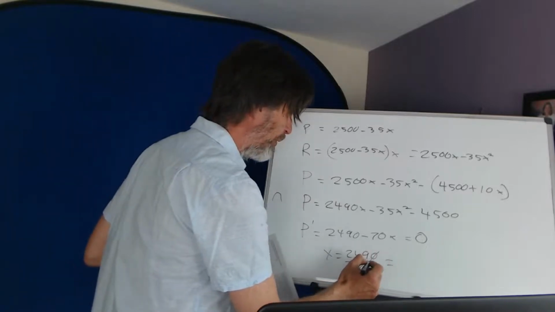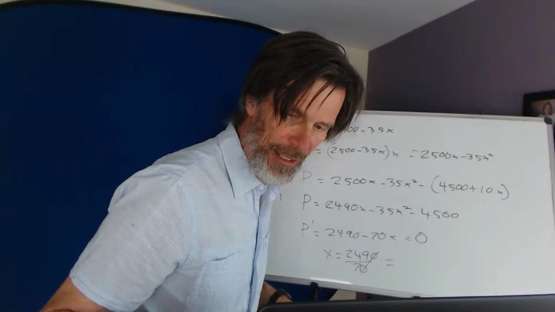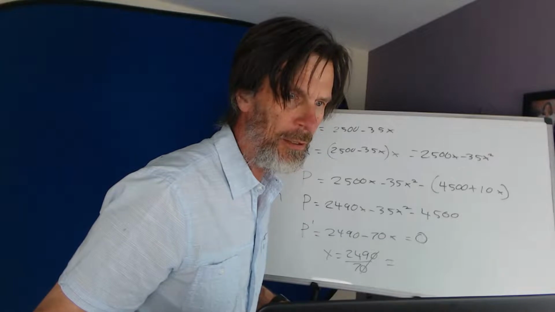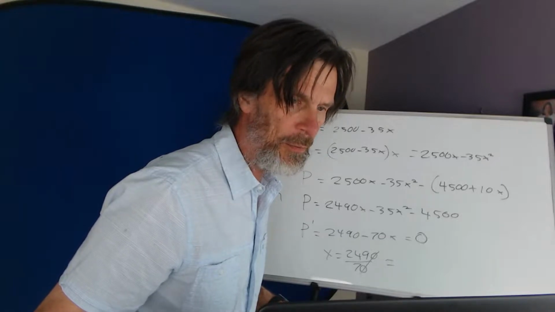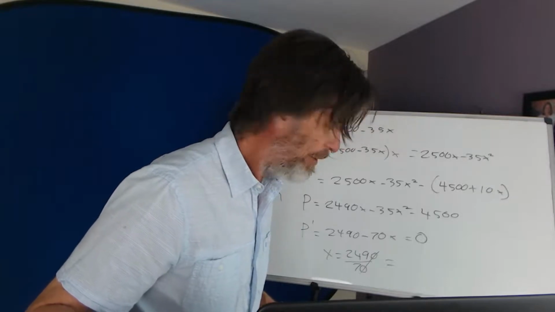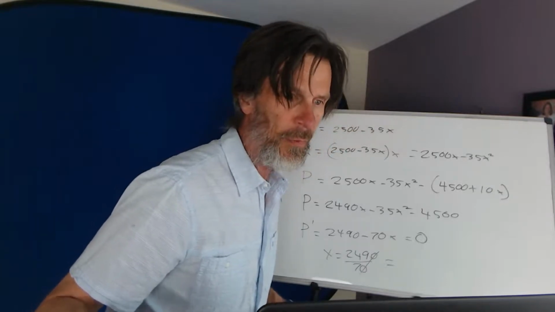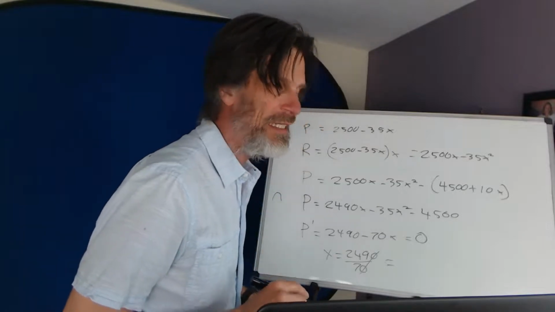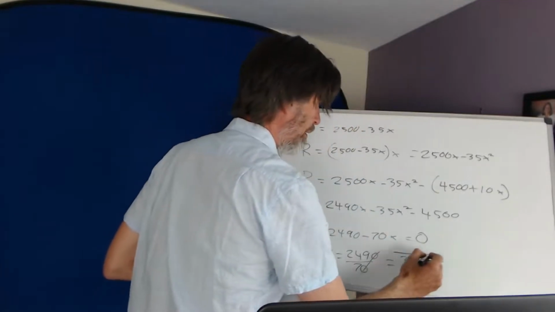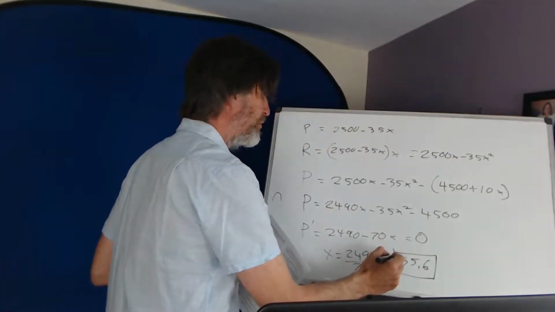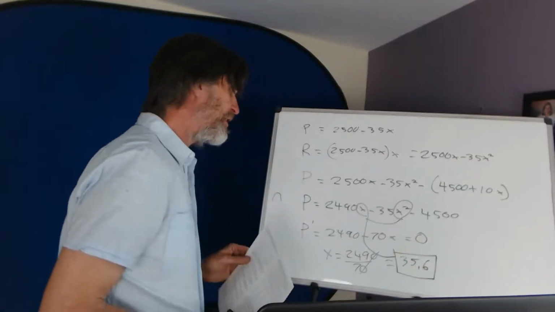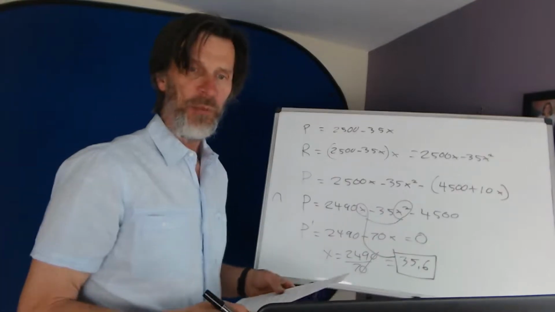So take this number, whatever it comes out to be. I guess I can calculate that as well, can't I? 249 divided by 7. That's 35.6 about. That's the number of units we should manufacture. Plug that back in the profit function, and that will give us the maximum profit.